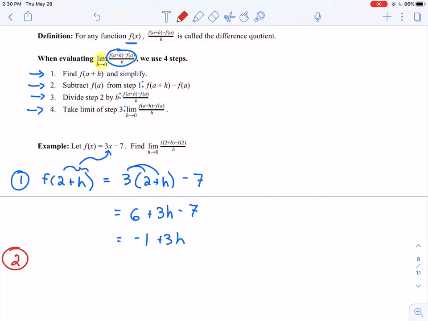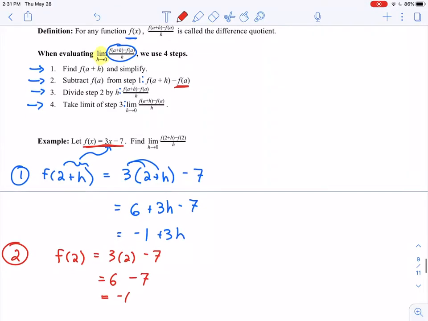So the next step, I want to subtract this f of a right here. So remember we said a is 2, so really I want to find f of 2 here. So I'm going to find f of 2 first, and then subtract that value. So f of 2 here, again, I'm just taking 2, I'm plugging it into my function for f of x right here. 3 times 2 minus 7, I've got 6 minus 7, which is negative 1.